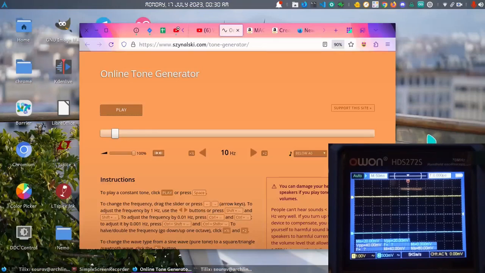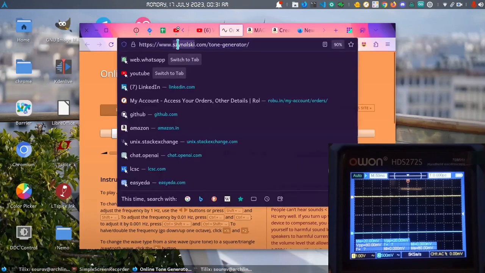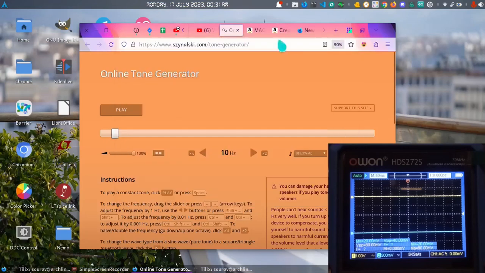Hello everyone, in today's video we are going to see how the waveforms from two different sound cards look in an oscilloscope. We are going to use an online tone generator called Zinalski, which is my favorite one, and we are going to use different waveforms like sine wave, square wave, triangle and sawtooth wave, and see for each waveform how they compare in two different sound cards at different frequencies, right?